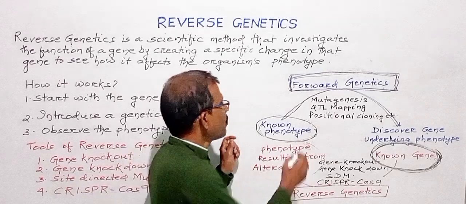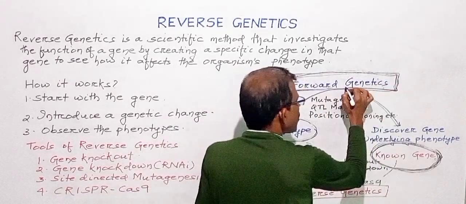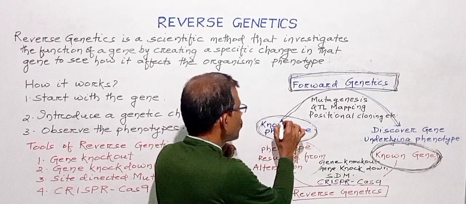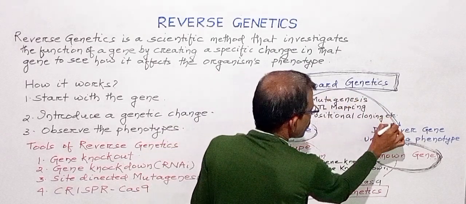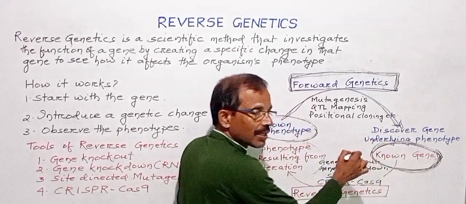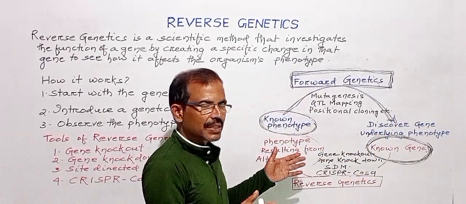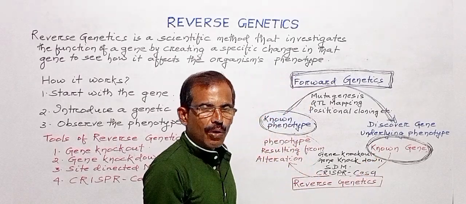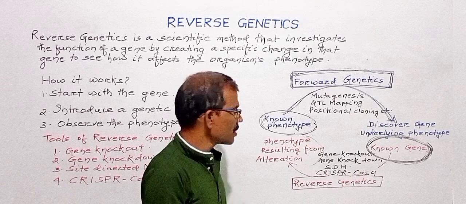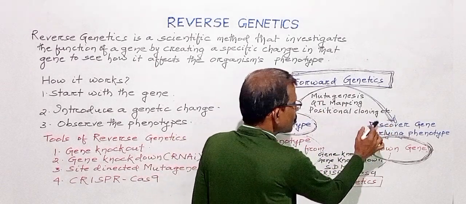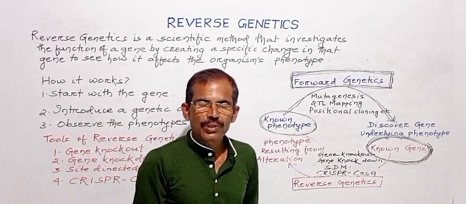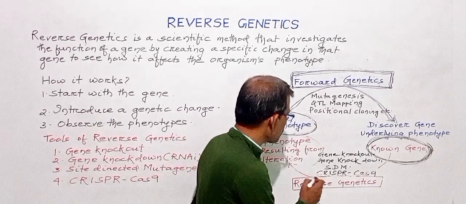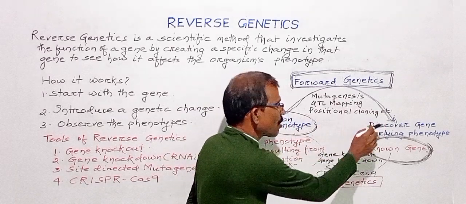By contrast, forward genetics, also called classical genetics, starts from a known phenotype and then works backward to discover the gene responsible for that phenotype. Reverse genetics therefore proceeds from the genotype to the phenotype. Forward genetics, on the other hand, proceeds from a known phenotype to the genotype. Now the question is, why the name reverse genetics? This is because its direction is opposite to that of forward genetics.